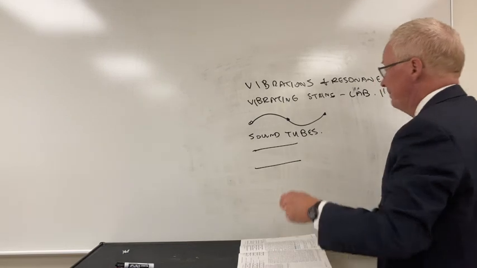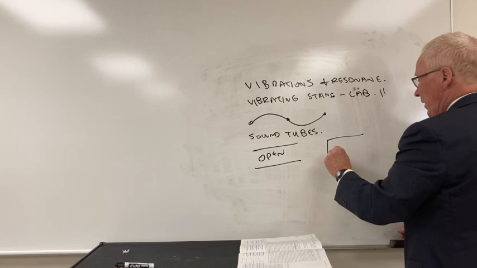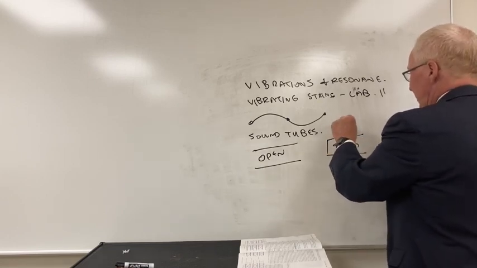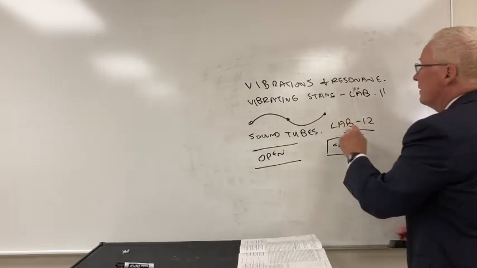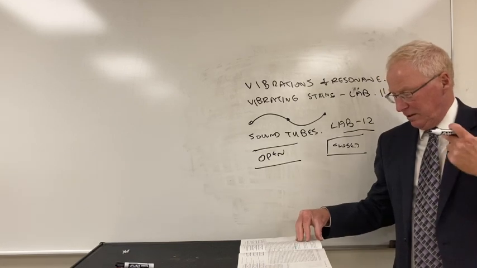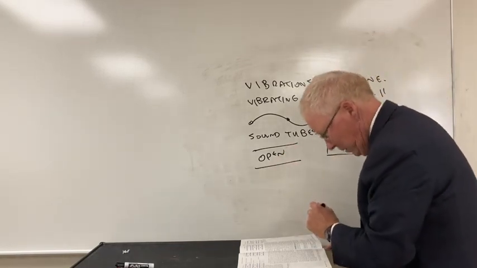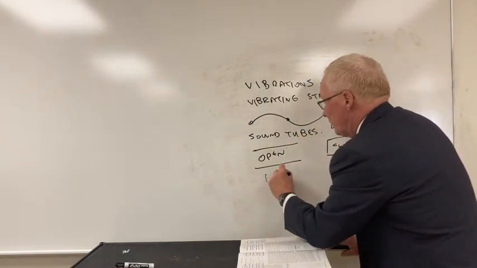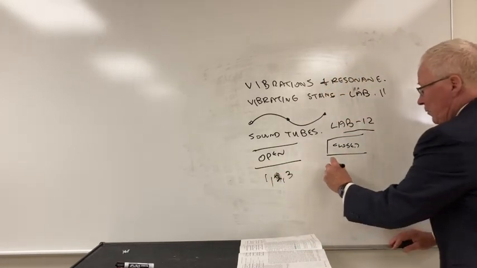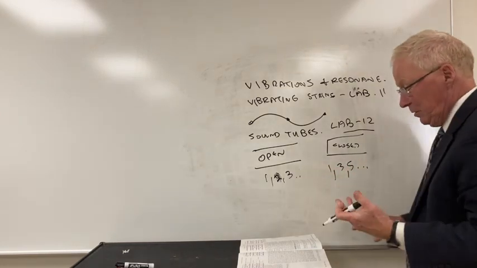So you had open at both ends and closed at one end. And this is again related directly to lab 12, right? Resonance and sound tubes. So I went through those as far as what harmonics we have for an open tube. Harmonics are 1, 2, and 3. Well, for a closed tube, it's 1, 3, 5, and so on. All right? So went through that.